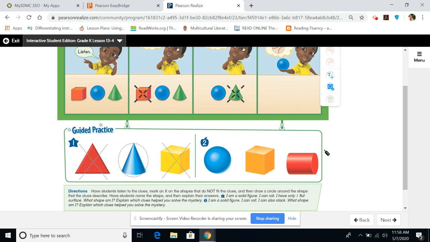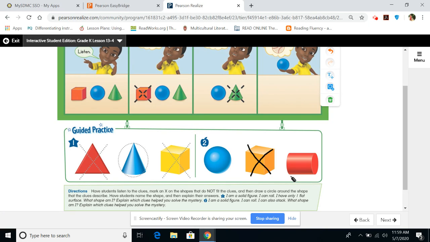We're going to try that for number 2 and I'm going to show you how I do it. I am a solid figure. I can roll, I can also stack. Well, I'm going to start thinking with each shape, with each clue, if the shape fits it or not. I am a solid figure. Well, I can see that all my shapes here are solid figures, so they all fit that clue. I can roll. I know my sphere can roll. My cube can't roll, so I'm going to put an X through my cube. My cylinder can also roll, so that could also fit that clue.